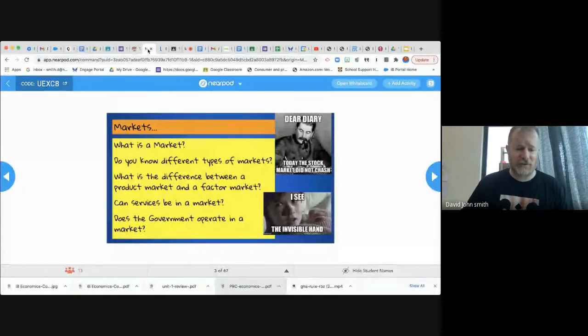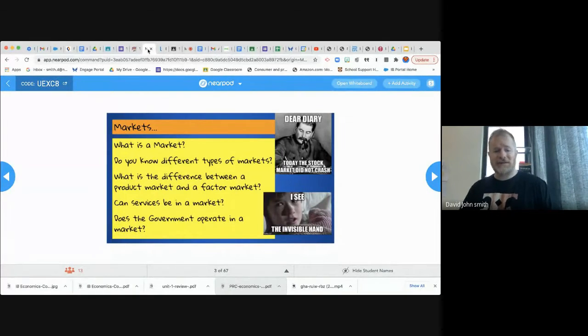All right. So the government can indeed be part of a market. The government can have markets of its own. The government can be involved in the buying of goods and services. Services themselves can also be in markets. And we see service markets like the financial markets, obviously tasks performed for you like hairdressing or lawn mowing are part of a market as well.